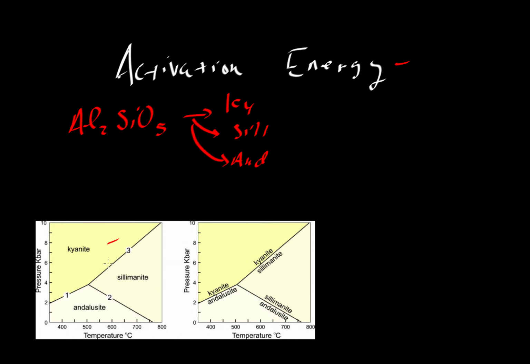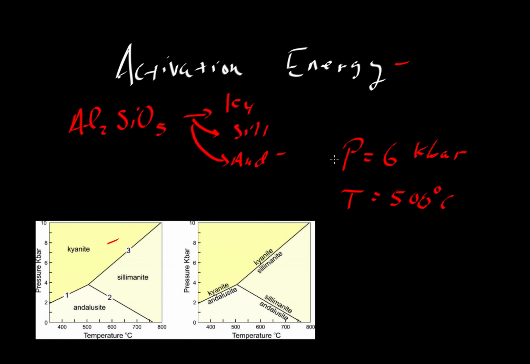As you can see from the diagrams, these different minerals are stable at different pressures and temperatures. So in terms of reading the phase diagram, let's take a look at a particular case. Let's say we have a pressure of 6 kilobars and a temperature of 500 degrees centigrade. Go ahead and pause the video for a second and tell me what the stable phase would be, Al2SiO5. Would it be kyanite, sillimanite, or andalusite?